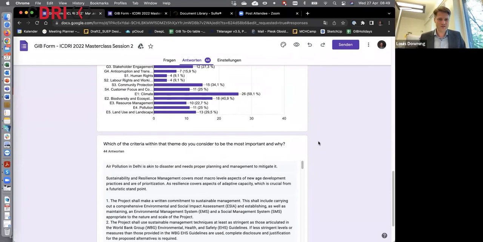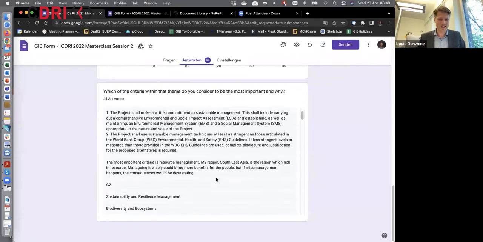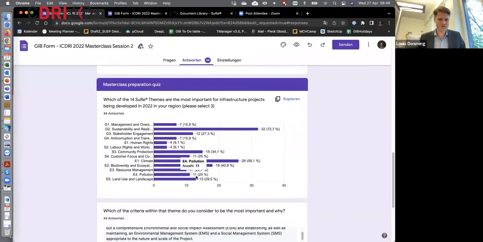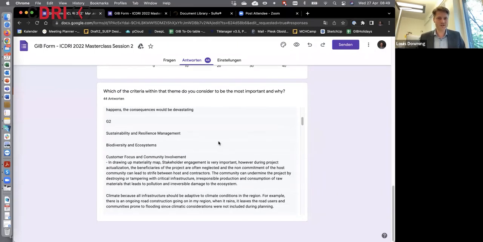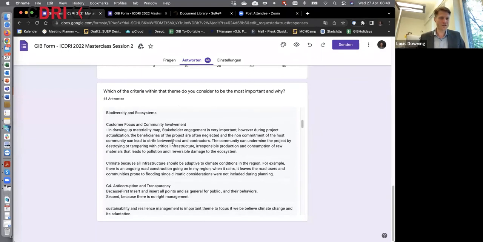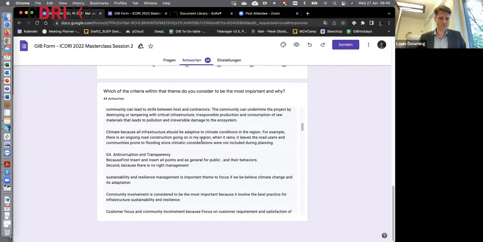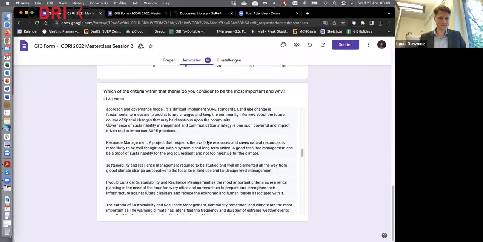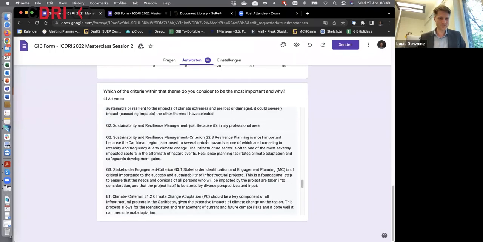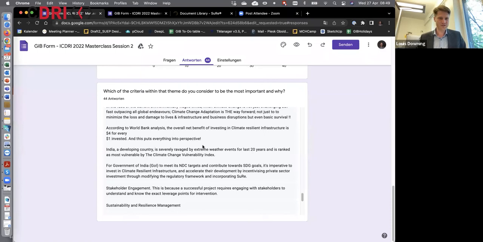Could also be interesting just to have a look at, so I just read through these this morning as they've been coming in, and they seem to match more or less what people have said here, you know, which criteria within those themes. So sustainability and resilience management, biodiversity and ecosystems, customer focus and community involvement. That's really, really key in almost all contexts in which we have worked. Yeah. So more G2, G3, E1, climate change adaptation.